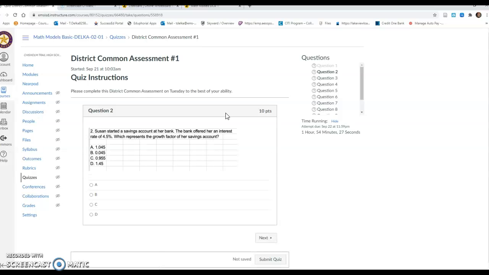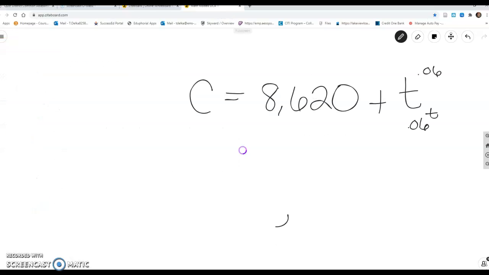All right, this next one. It says Susan started a savings account at her bank. The bank offered her an interest rate of 4.5%. We're really going to have to talk about percentages here in just a moment. And then we're talking about a growth factor. So growth factor means we're going to add a whole number 1 to our savings account. Looking at that, because a decay factor would be something different, and I'm not looking at decay right now.